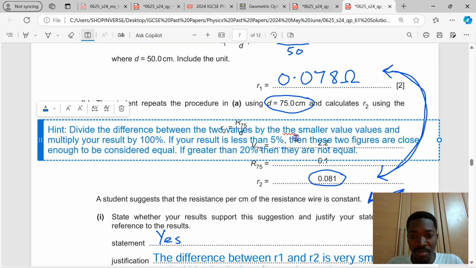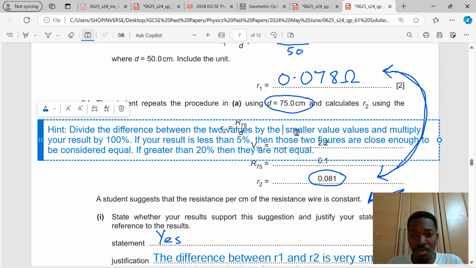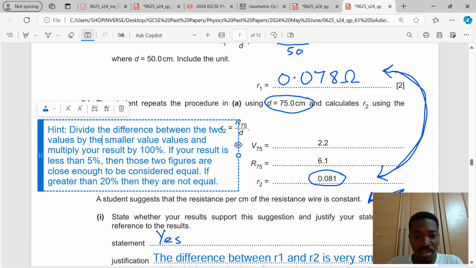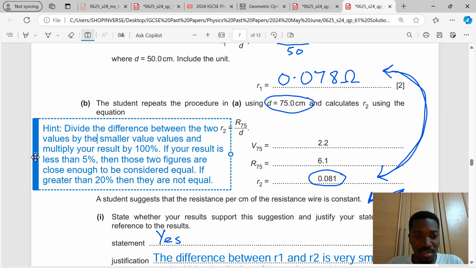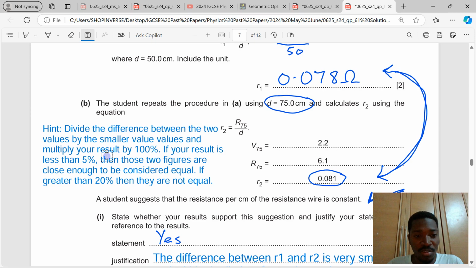Yeah. So when you divide the difference between the two values by the smaller value, and then you multiply your answer by 100, if what you are getting is smaller than 5%, then the two values are equal. If your result is less than 5%, then those two figures are close enough to be considered equal within the limits of experimental error.